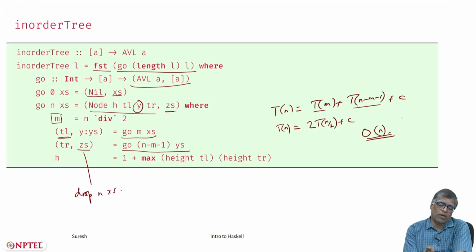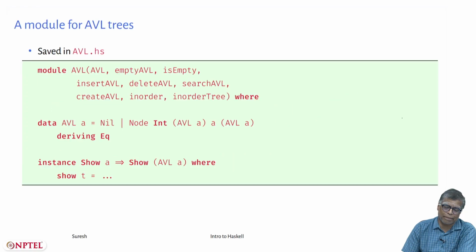Okay, fine. So I have this in-order tree. The important part is that this is actually size balanced. Where will I use it? I will show you where you will use it. Now you can actually save this module in avl.hs.